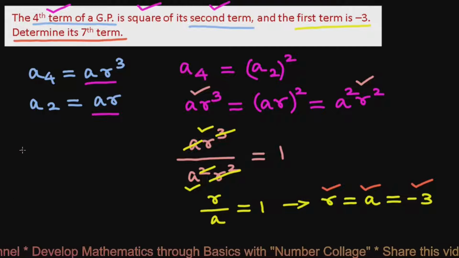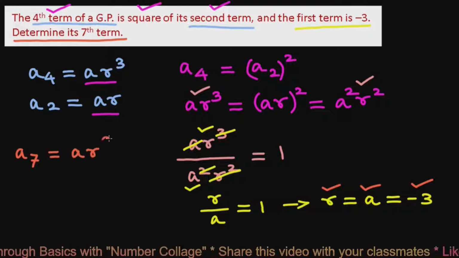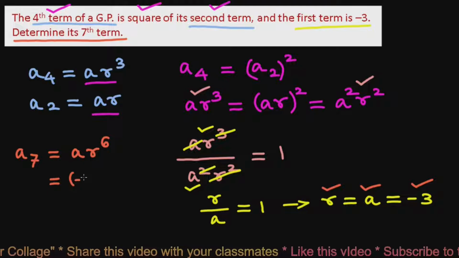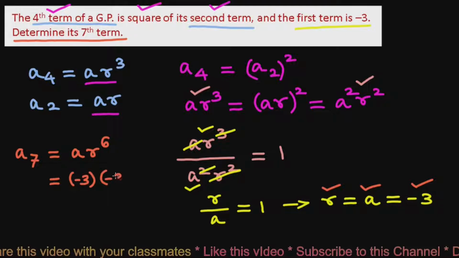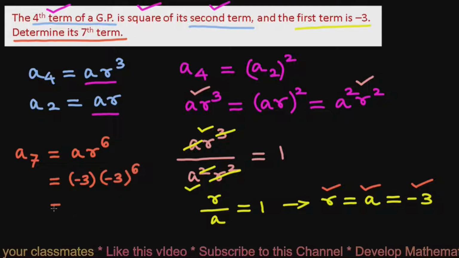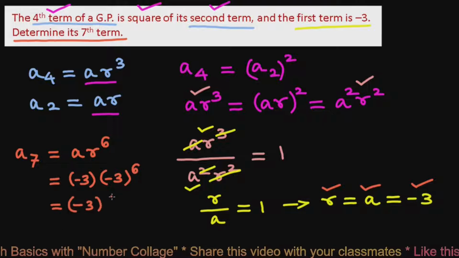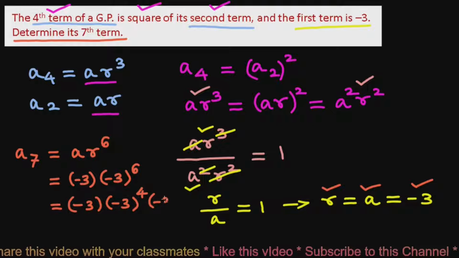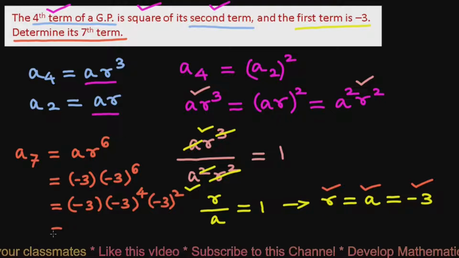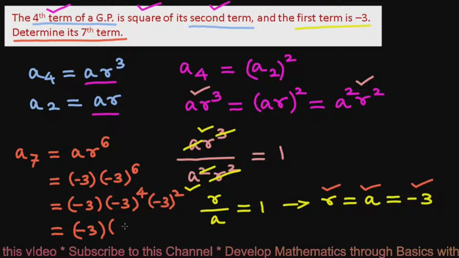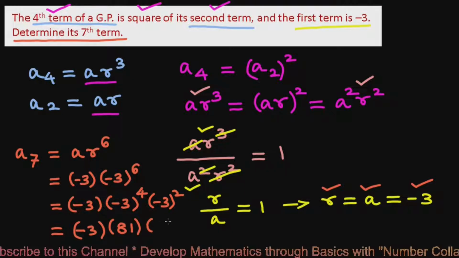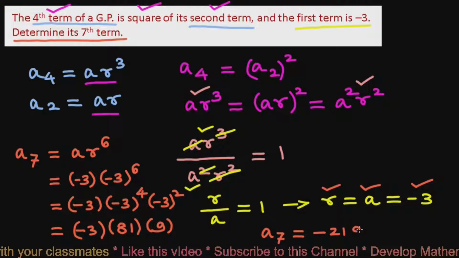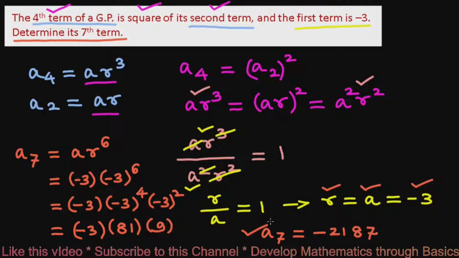Now with the help of the values of a and r, we can determine the seventh term. So we write a7 equals ar power 6. Substituting the values, for a it will be minus 3, for r it will be minus 3 power 6. So that will be minus 3 multiplied by minus 3 power 4 into minus 3 square. So that will be minus 3 multiplied by 81 multiplied by 9. So a7 will be minus 2187, and this will be the seventh term.